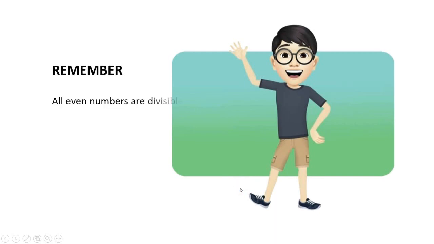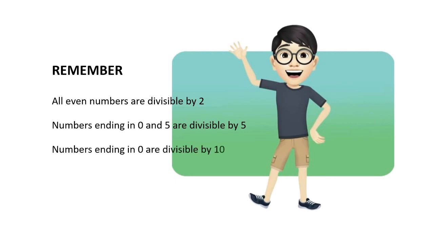Remember, all even numbers are divisible by 2. Numbers ending in 0 and 5 are divisible by 5. Numbers ending in 0 are divisible by 10.